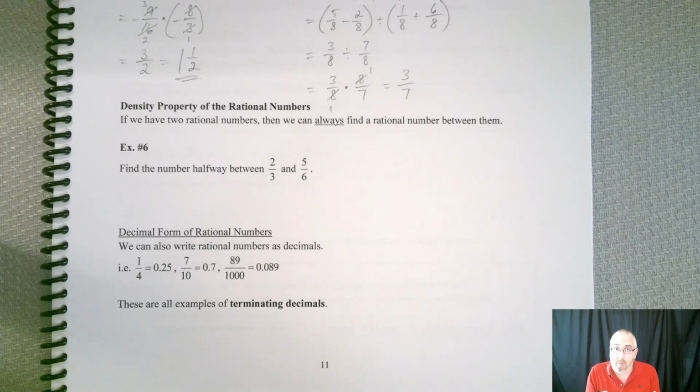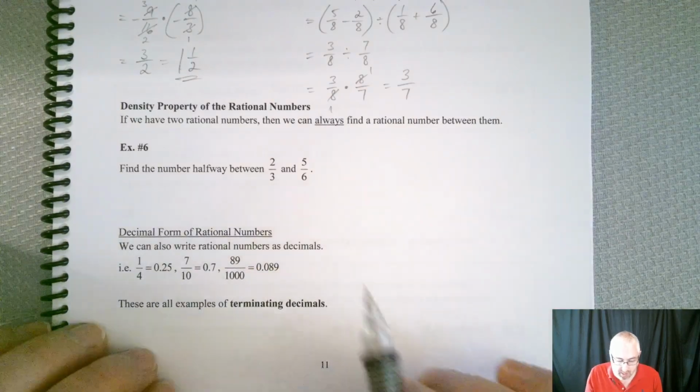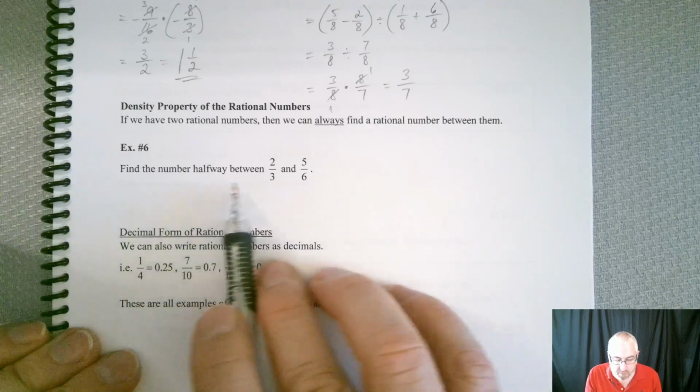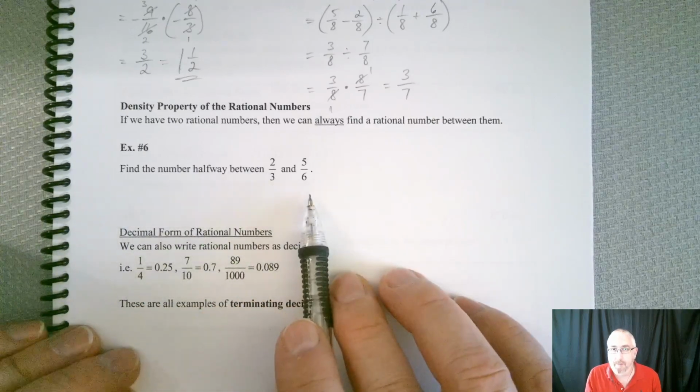It's a pretty powerful rule. It just shows you how dense they are. You can keep getting smaller and smaller and closer together, but you'll always find another rational number between them. So to illustrate that, I want you to find the number halfway between 2/3 and 5/6.